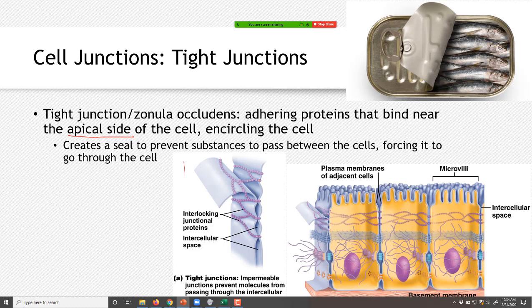The reason why we want to have this is because, say, our stomach, right? Our stomach has stomach acids inside of it. Do we want the stomach acids to go through the cell or between the cells to damage our deeper structures in our stomach? No, right? We don't want that to occur. So we want to prevent the acids from passing through by having these tight junctions here.